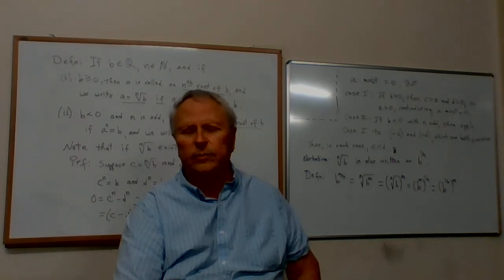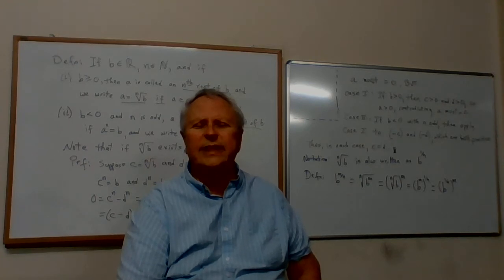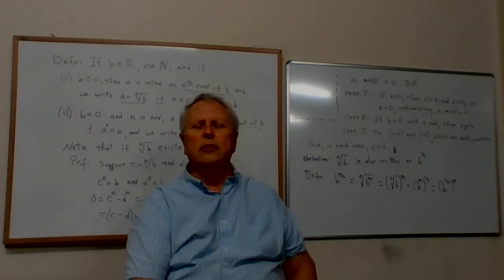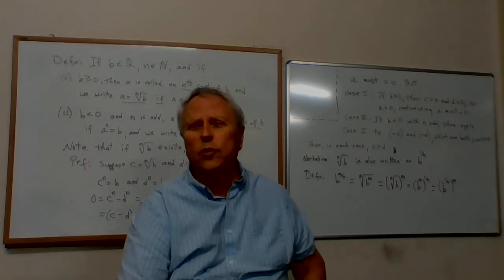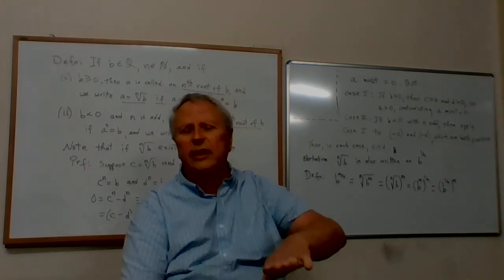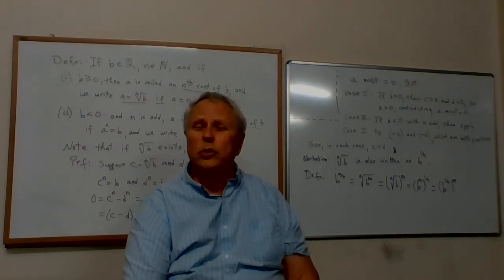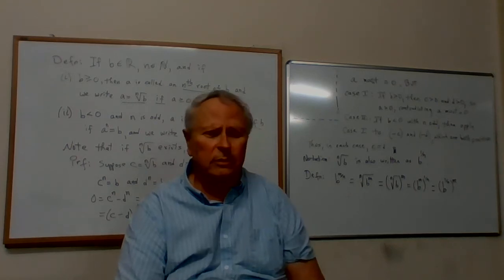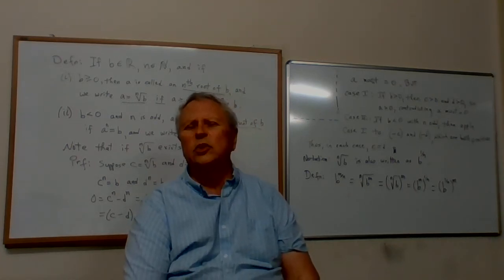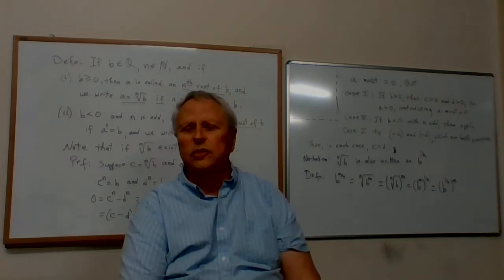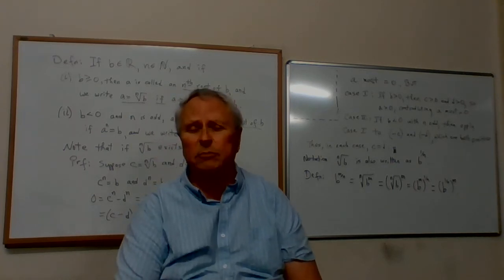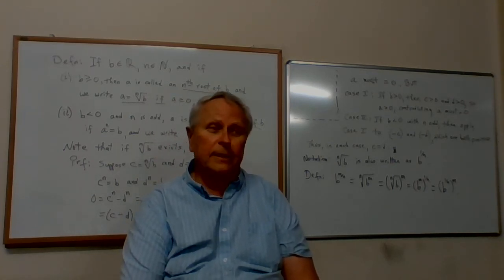Okay, last one. What is 128 to the negative 4/7 power? 128 to the negative 4/7 power. Negative means it's in the denominator. Seventh root of 128 is, let's see, what is that? Oh, it's 2. 2 to the 4th is 16. The answer is 1 over 16. So it wouldn't hurt you to practice some of those if you didn't get most of them. That's going to come in handy.